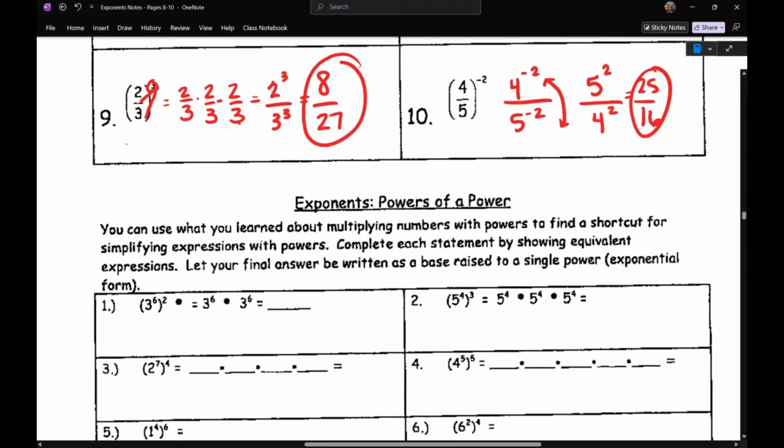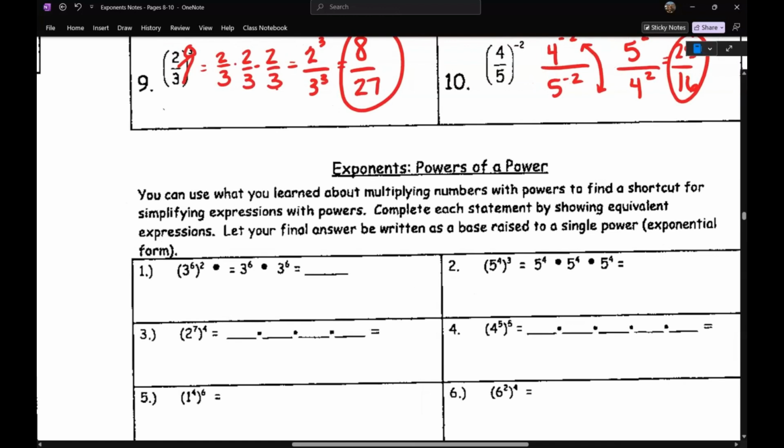All right, last one. Power of a power. So what if you have one base and 2 exponents? What does that mean? So let's look at some examples. 3 to the 6th squared. So that means 3 to the 6th multiplied by itself. So here we have 3 to the 6th times 3 to the 6th. We know when we have the same base, we're going to add our exponents. So that would be 3 to the 12th, which is also 6 times 2. We can multiply those exponents, and that would become 12.